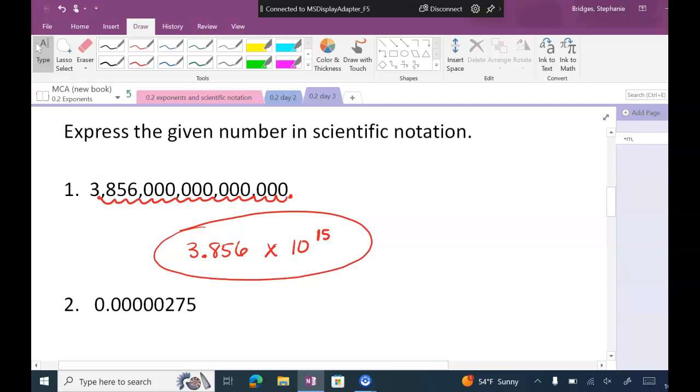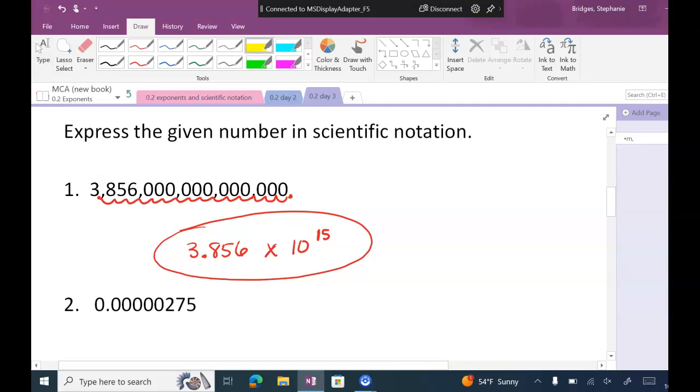I have 0.000000275. Is this a really big number or a really small number? Really small. So again, we're going to start where the decimal is, and we want to move it behind the first non-zero digit. What's the first non-zero digit?